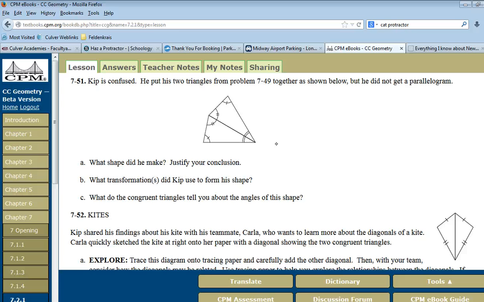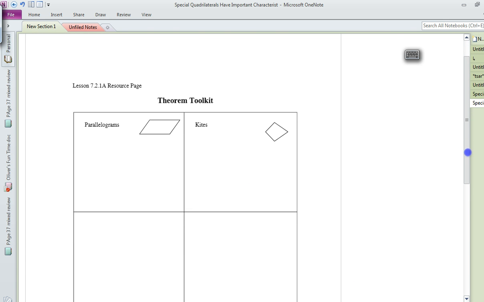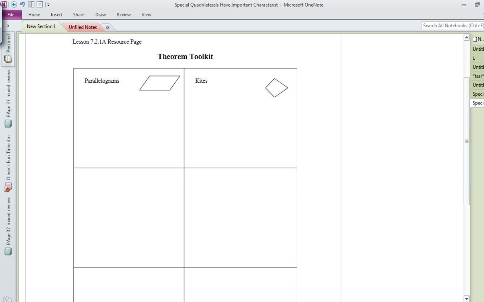And what do the congruent triangles tell us about the angles of this particular shape? We can conclude a couple of things. So let's go ahead and start a page that looks like this. Make yourself a couple of boxes. We're going to catalog the information we've already discovered about parallelograms, as well as the information we are coming to understand about kites.